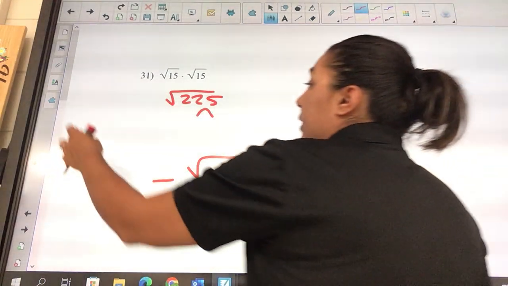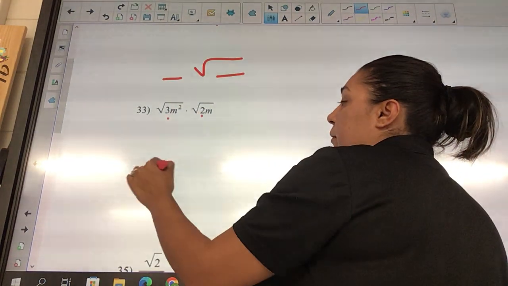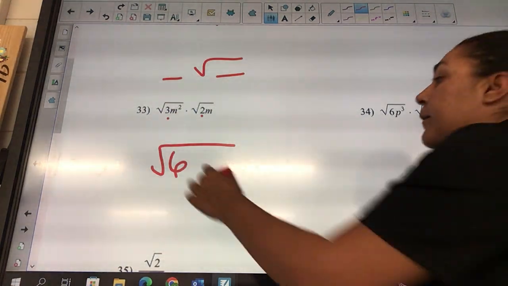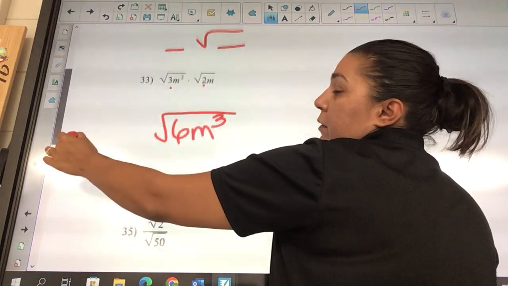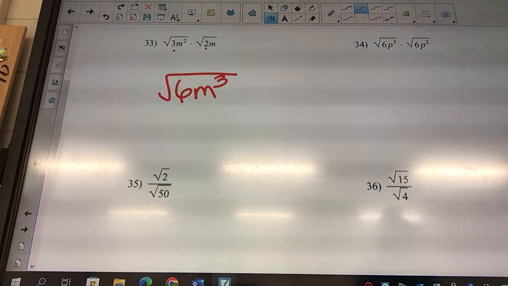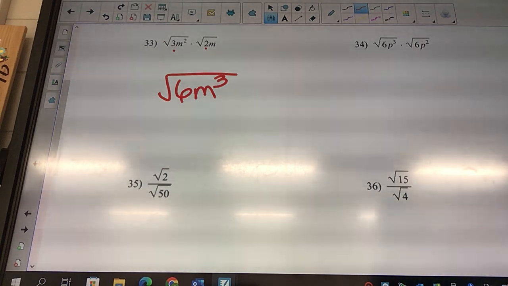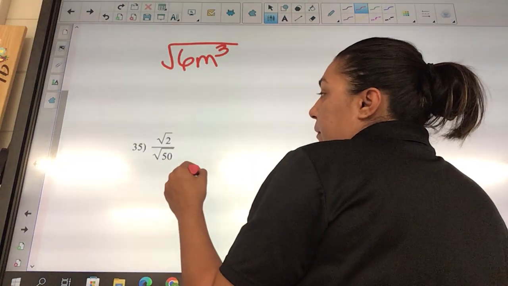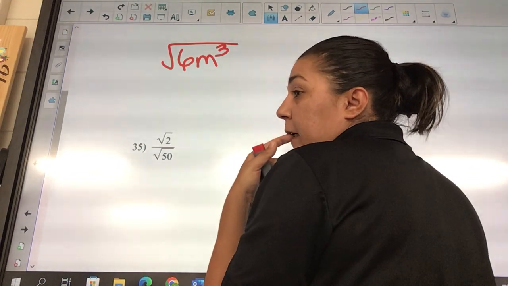Okay, 33. We're going to multiply the inside. So what is 3 times 2? 6. And then how many m's do I have total? 3. What was the 31? 225. No, I'm saying on your test you've got to do the tree, but I already know you know how to do the tree, so why make you do it? We don't have to do it here either. You will on the test, yeah. But we don't need to on here.